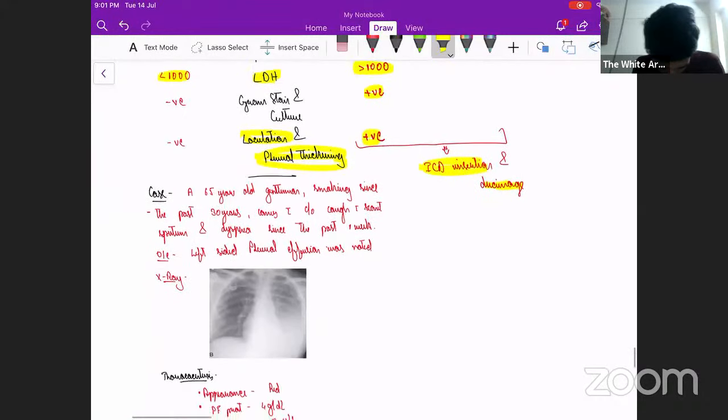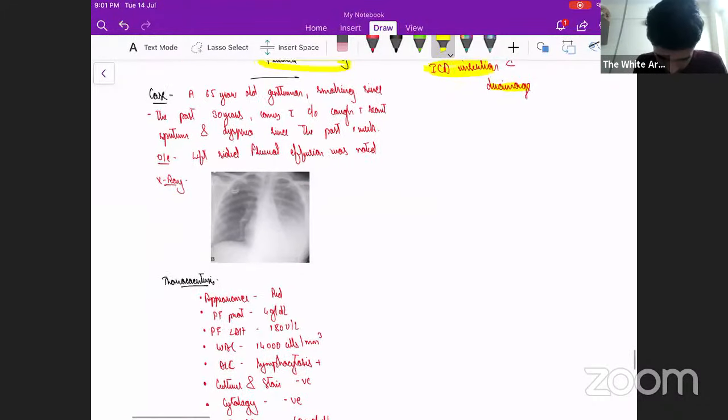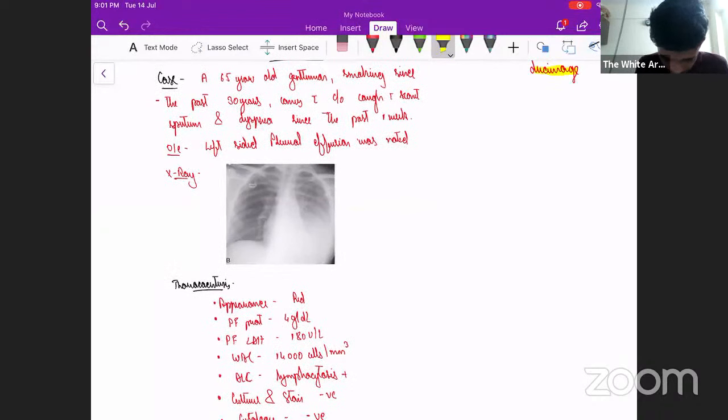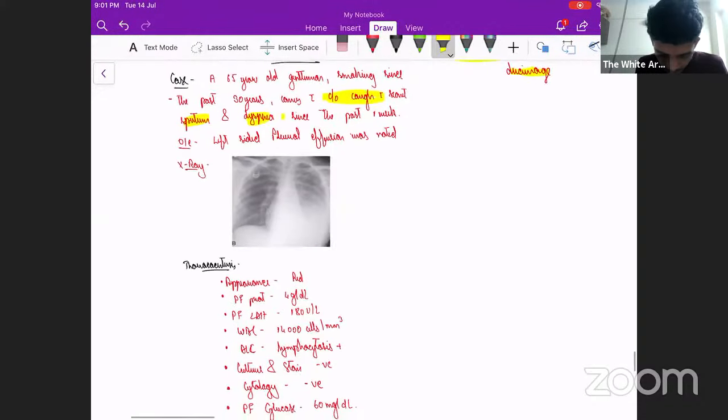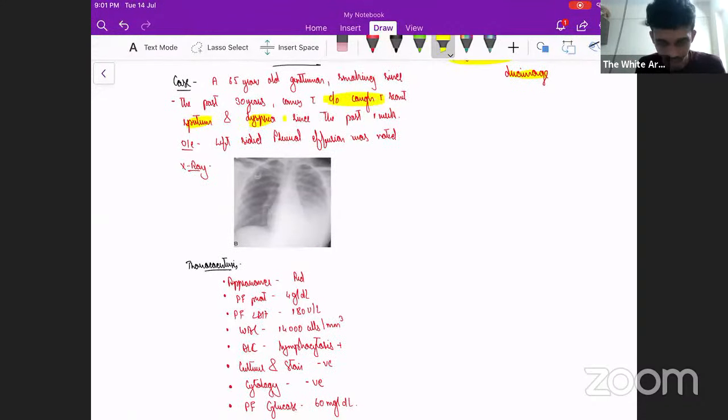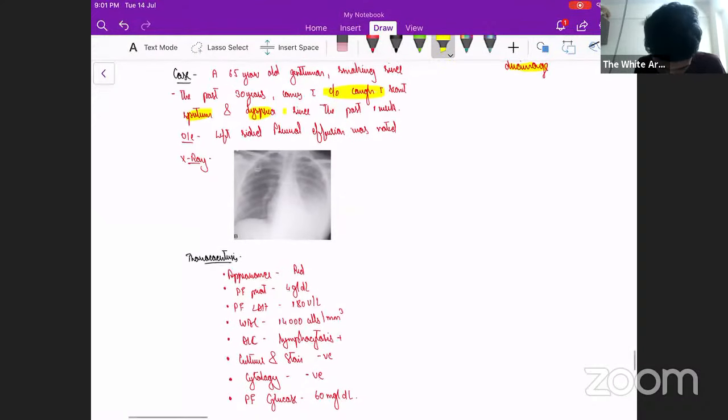Okay, so let's look into this. A 65-year-old gentleman, who has been smoking for the past 30 years, comes with cough with scant sputum and dyspnea since the past 1 week. Left-sided pleural effusion was noted, as you see in this X-ray. Thoracocentesis revealed this. Appearance red. Pleural fluid protein is raised. LDH is raised. WBCs show a small raise with lymphocytosis. Culture negative, cytology negative. Pleural fluid glucose is 60.